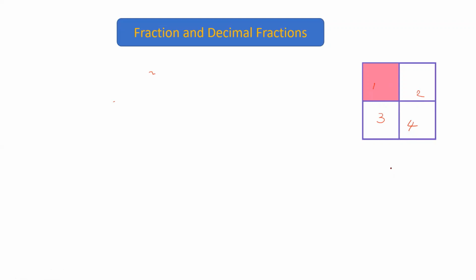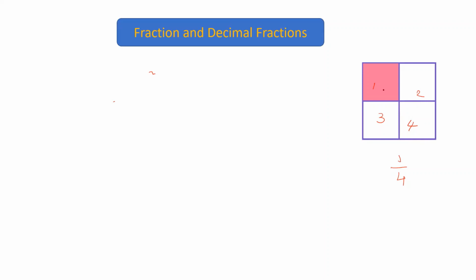So in the denominator write 4. Now I want to write a fraction for the shaded part. Here, in the 4 parts, one part is shaded. So how many parts are shaded? Only one part is shaded. So I have to write 1 in the numerator. This is the fraction for the shaded part. The first, 1 by 4, is the fraction of the shaded part.